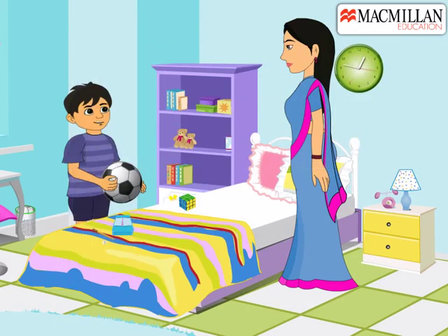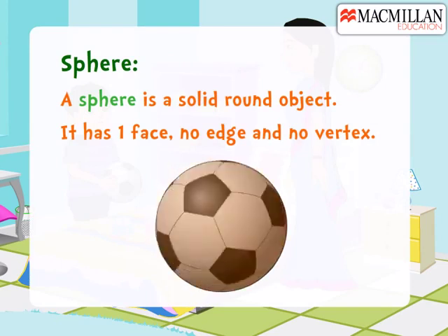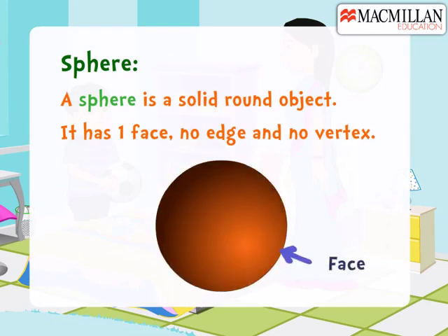Then my football also has no vertices, but it also has no sides or edges. Then what will we call it? Son, it's a sphere. A sphere is a solid round object. It has 1 face, no edge, and no vertex.